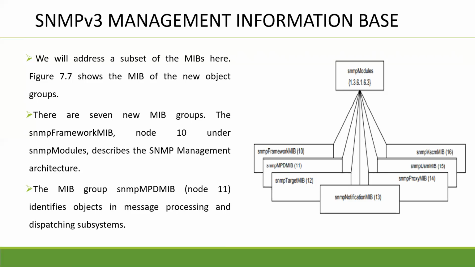That MIB group, the SNMP MPD MIB node, identifies the objects in the message processing and dispatching subsystem. These are all the 3 groups defined under SNMP modules for application. There are SNMP target MIB node 12, node 13 and node 14. The first 2 are used for notification generation, and the remaining 2 are MIB objects which are used to remotely configure the parameters used by the SNMP entity.